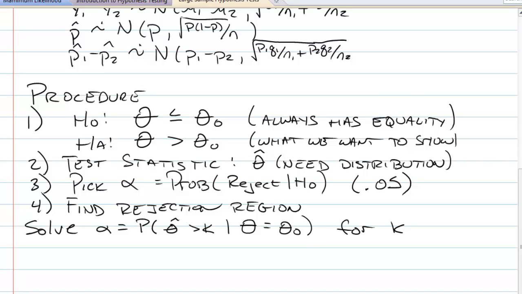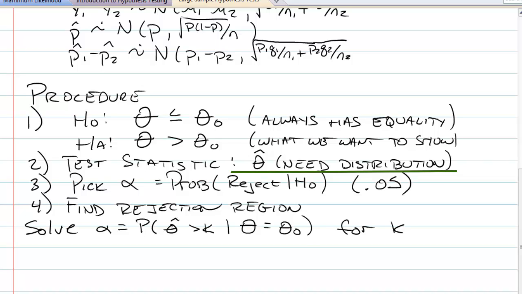The last type of hypothesis test would be an equality in the null and an inequality, not equal to, in the alternative. That's called a two-sided test. So I'll continue with the example of a one-sided test. Next step is we need our test statistic. In this case, it's going to be an estimate. I'm going to call it theta hat.